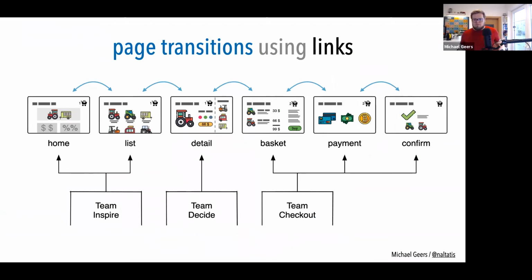Okay, this is composition. But now let's talk about page transitions. So how do we get from page A to page B? The most simple solution is, just use links. So this is pretty easy. But we have one challenge. Every team needs at least to know the URL pattern of the pages they want to link to. So Team Decide has to publish a URL scheme for the others to read. And if you can assemble a product detail URL with this URL scheme, you're able to link to a product detail page. And this is pretty easy, right?